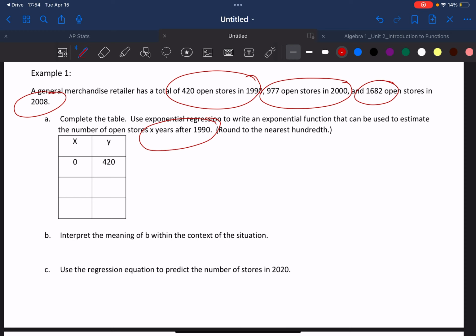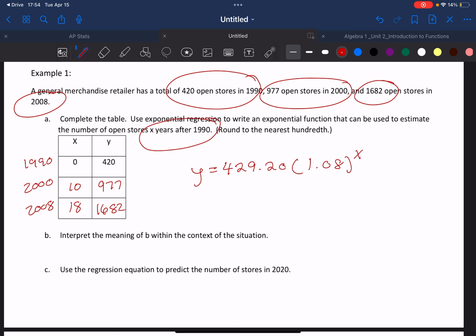So notice it starts to fill in the table for us. It has 0 and 420. Well, it's referring to 0 as 1990. So our next opening would be 2000, which is 10 years after 1990. So I'm going to use x equals 10. And then the next one is in 2008, which is 18 years after the initial opening, and that's 1682. So I'm going to follow the steps above. And when I do that, we get the equation y equals 429.20 times 1.08 to the power of x.